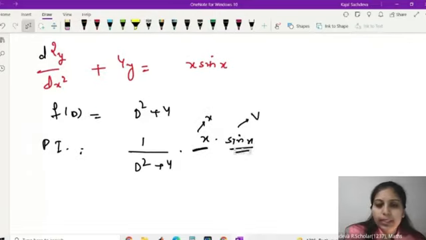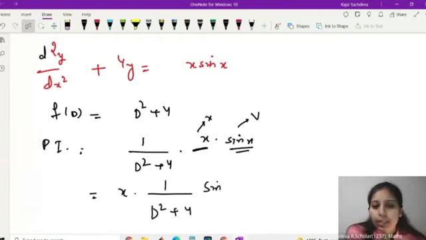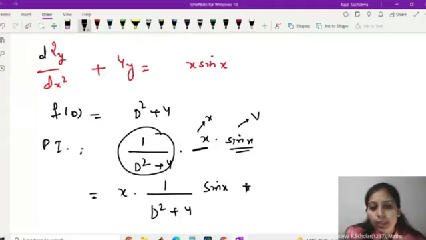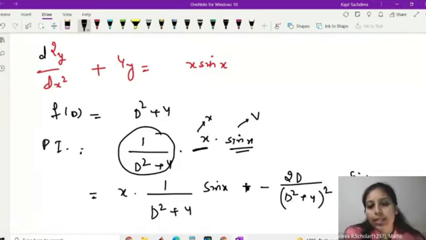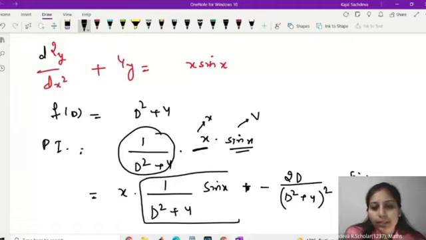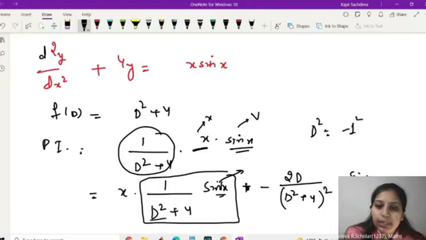So what we will do in this case is take x, and then 1/(D² + 4) sin x, plus the derivative of this. The derivative of this is minus 2D/(D² + 4)² into sin x. So this is our case now. We just simplify this. How can we simplify? We have the formula for sin ax: replace D² by minus a², minus 1². So replace D² by minus 1.